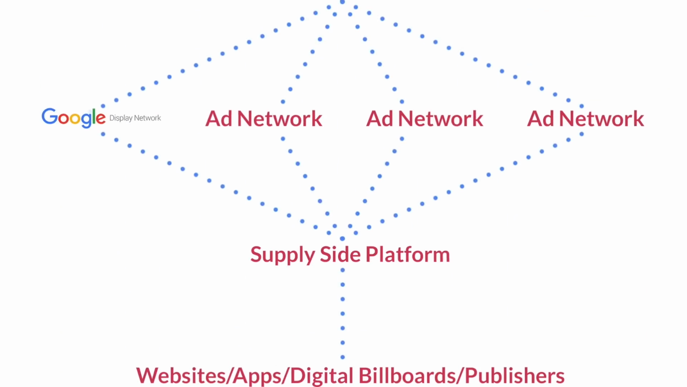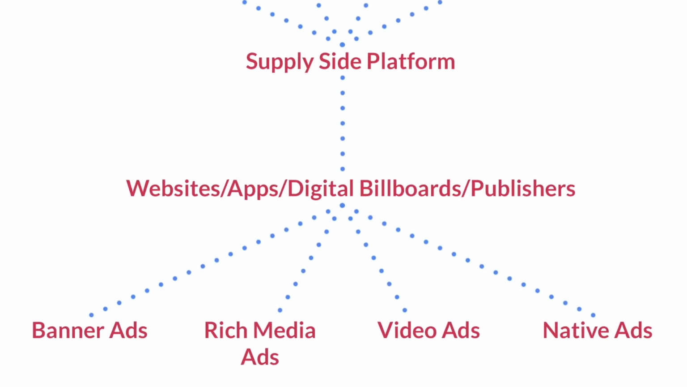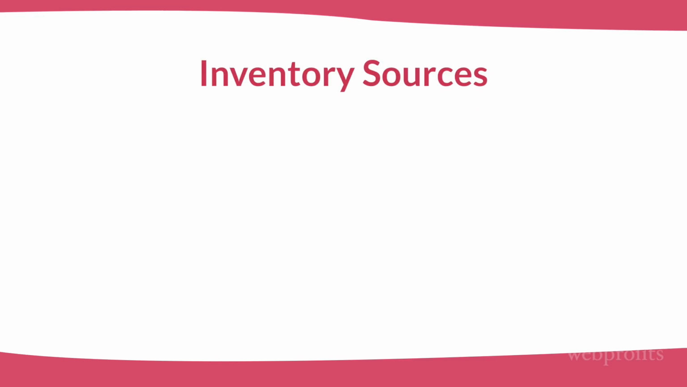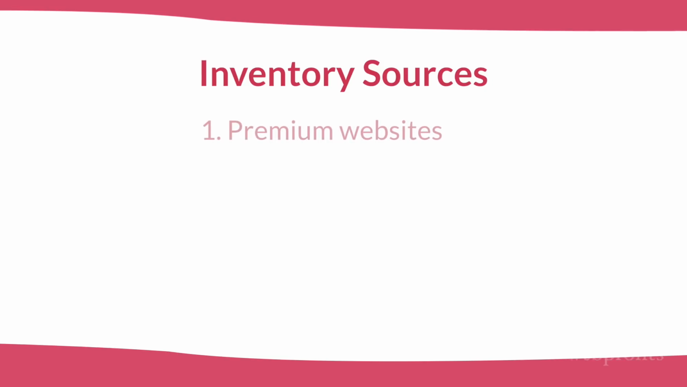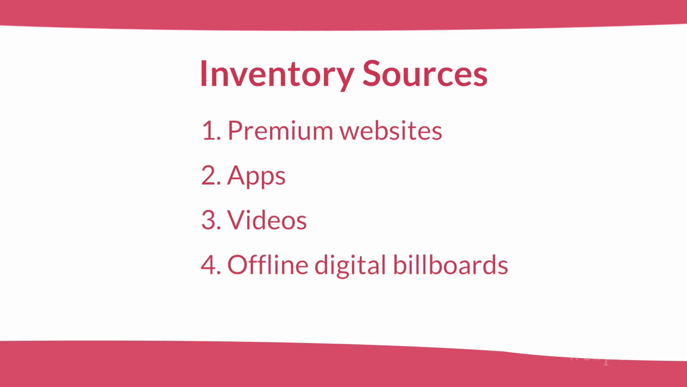A good example of this type of advertising is the Google Display Network, which allows the buying and selling of ads in real time without any interaction. Google's Display Network is just one part of the programmatic puzzle, and outside of that, there are a huge range of inventory sources and exchanges, comprising premium websites, apps, video platforms, and even offline digital billboards.